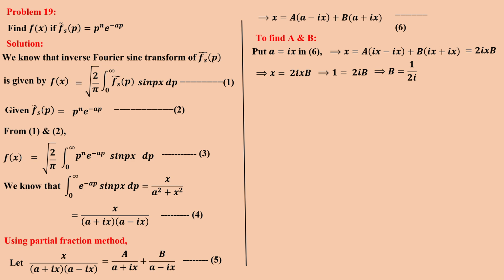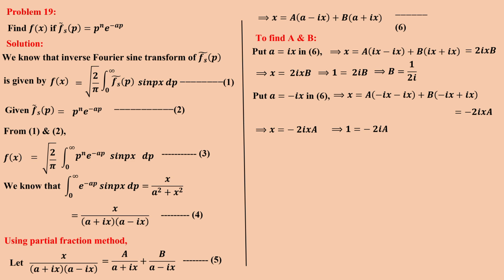Similarly, to find A, instead of small a, we put minus ix in equation number 6. So x is equal to A into minus ix minus ix plus B into minus ix plus ix. Minus ix plus ix cancels, so we get minus 2Aix. So x is equal to minus 2Aix, x and x cancel, 1 equal to minus 2iA, so A is equal to minus 1 by 2i.